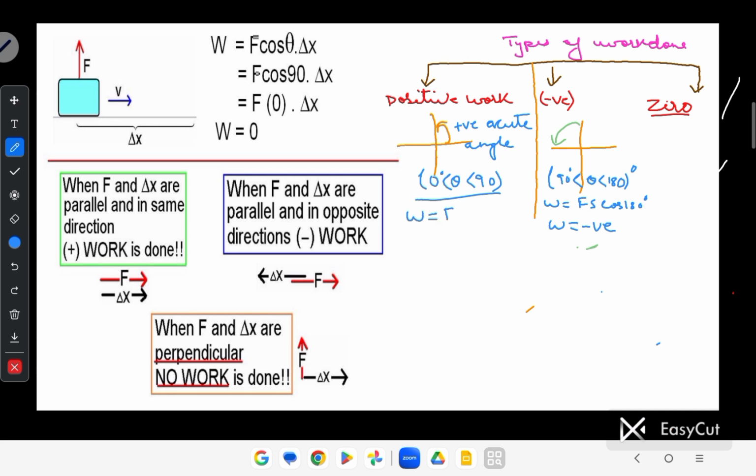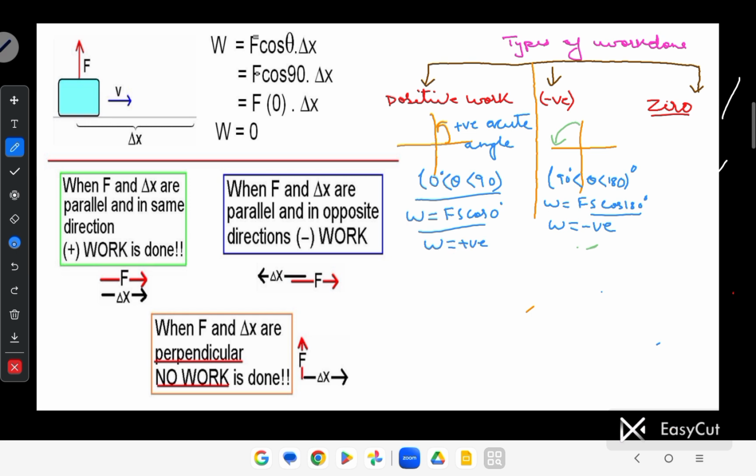And in the first case what we got, work done is equal to Fs cos 0 degree. I'm just giving you the example, not exactly 180 degree. It should be more than 90 degree and less than 180 degree. And here it should be more than 0 degree and less than 90 degree. So here the work done is said to be positive.